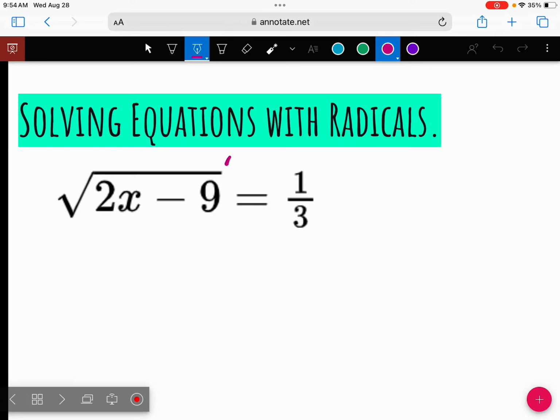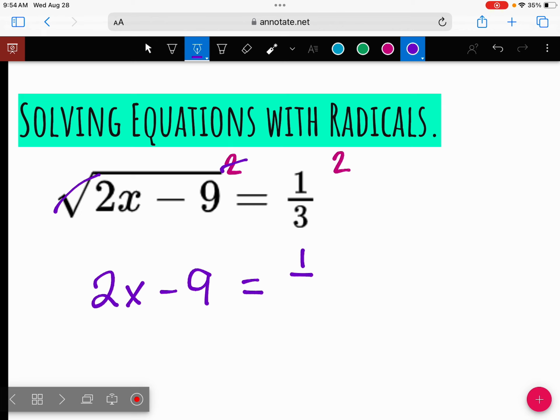All right, so we're going to start with squaring both sides. When I square the left-hand side, my radical cancels out with the square, and we're just left with our 2x minus 9. And what's on the right-hand side when we square this side? 1/9. 1 squared over 3 squared.